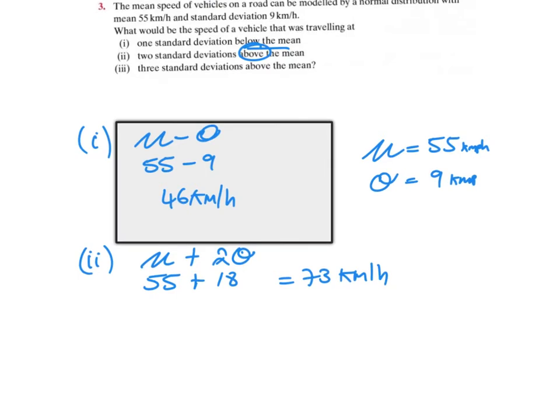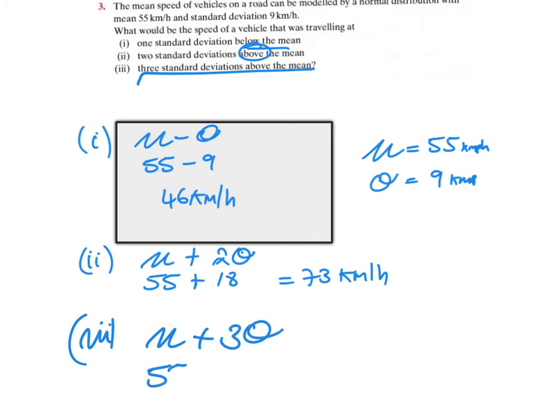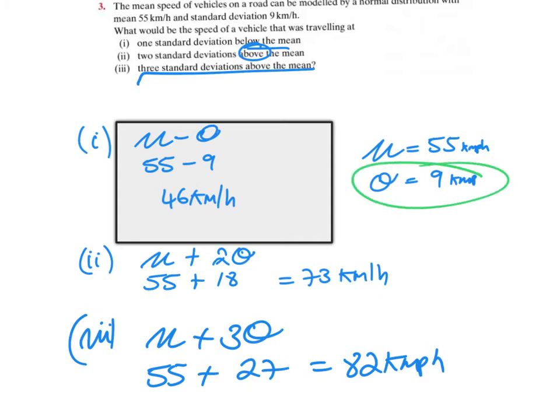And then the third one I'm going to get here is 3 standard deviations above the mean. So it's the mean plus 3 standard deviations. So 55 plus 27, which is going to give me 82 kilometers per hour. Okay, and remember I'm getting those from knowing what 1 standard deviation is.